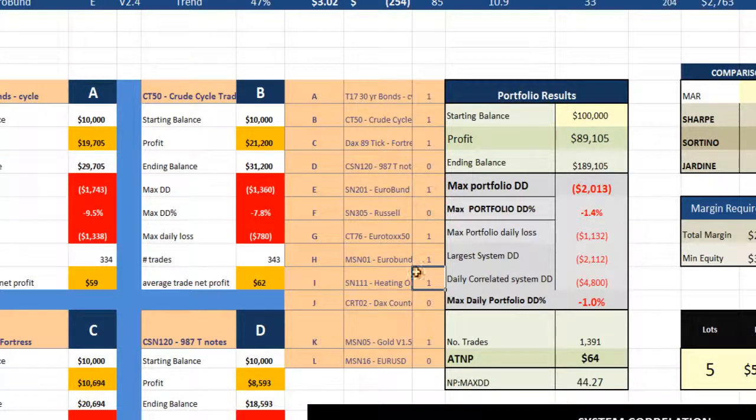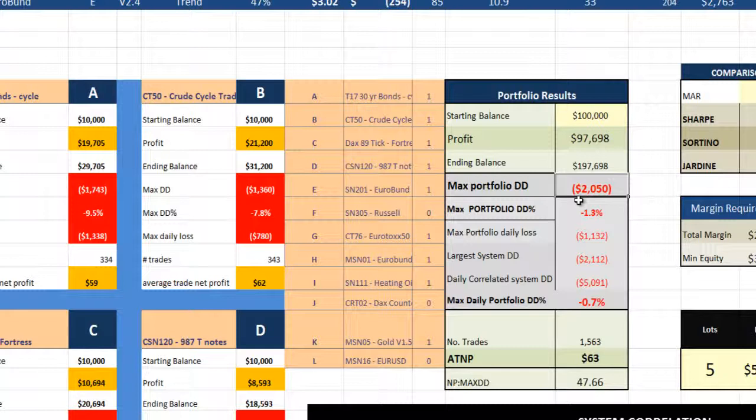Now, if we add in some of these other systems, we need to make sure that they stay under that $2,000 mark for our max drawdown. So let's see if we can do that. Perfect. We added in CSN 120. It's pushed our profit up to 97,000, and we've still got a max drawdown of 20,000.